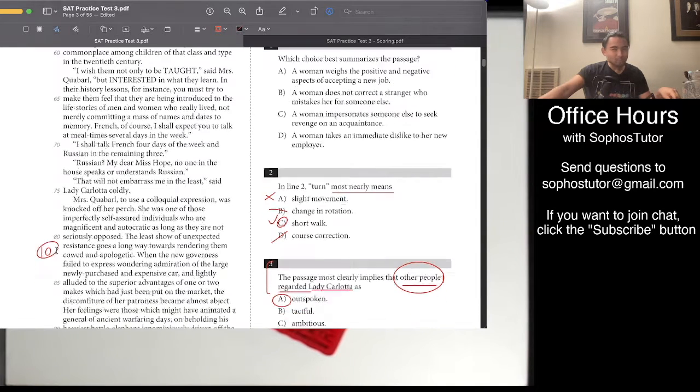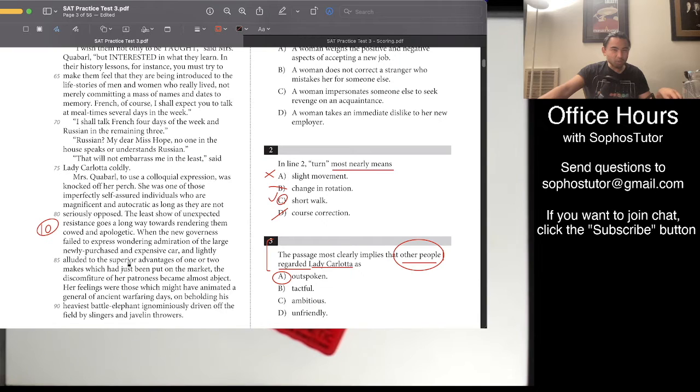Mrs. Quabarl, to use a colloquial expression, was knocked off her perch. She was one of those imperfectly self-assured individuals who are magnificent and autocratic as long as they are not seriously opposed. The least show of unexpected resistance goes a long way towards rendering them cowed and apologetic. When the new governess failed to express wondering admiration of the large, newly purchased and expensive car, and lightly alluded to the superior advantages of one or two makes which had just been put on the market, the discomfiture of her patroness became almost abject.